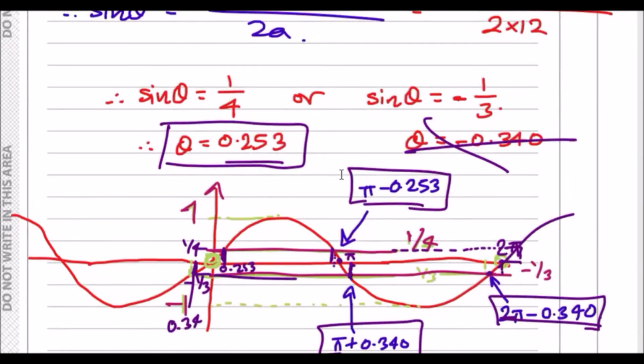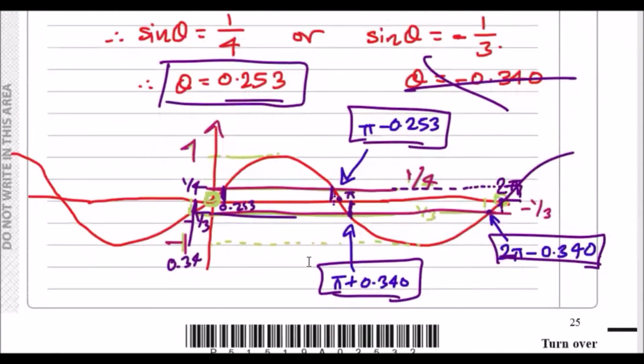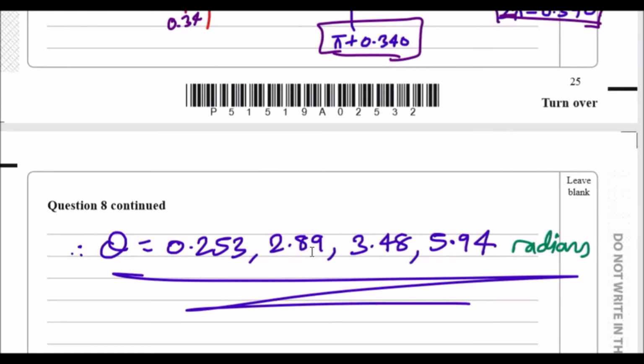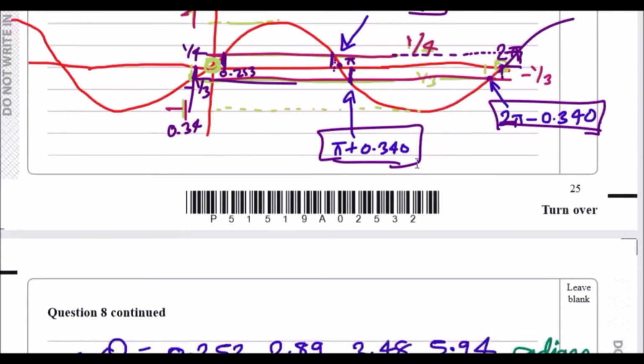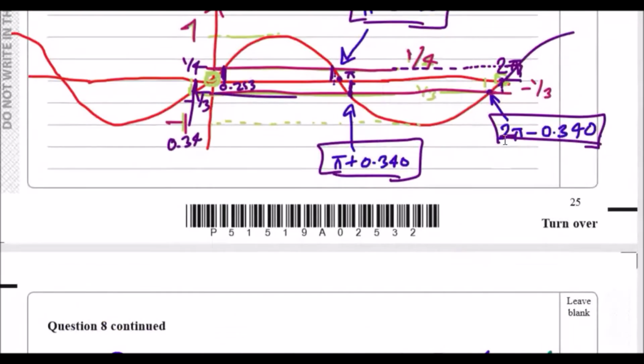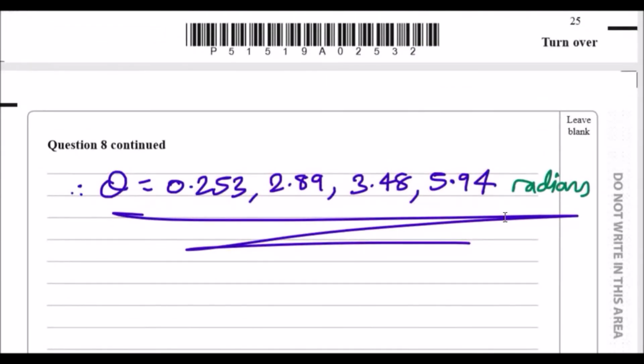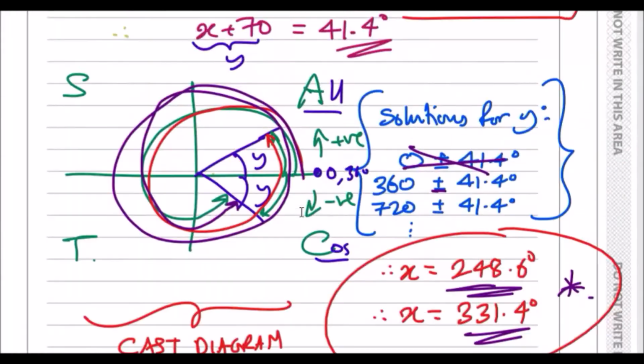So smashing this in the calculator, you got 0.253 there. Pi minus 0.253 should give us 2.89. Pi plus 0.34 should give us 3.48. And finally, 2 pi minus 0.34 should give us 5.94. Done. And yeah, keep all your answers to 3 significant figures, because that's what they wanted, yeah?